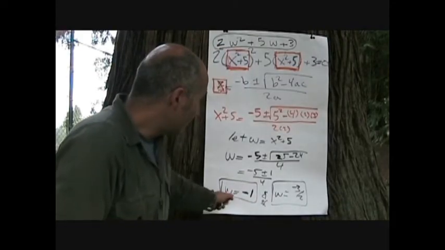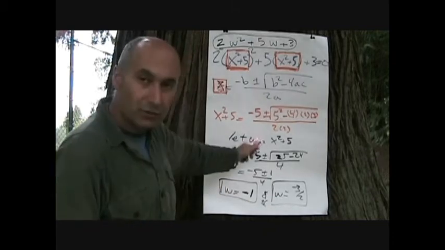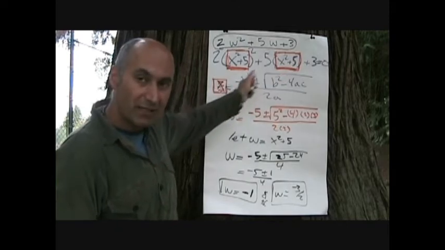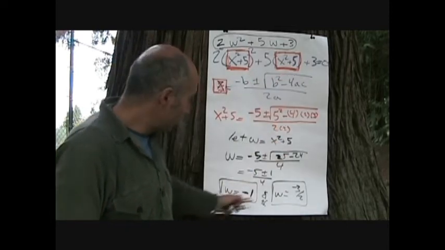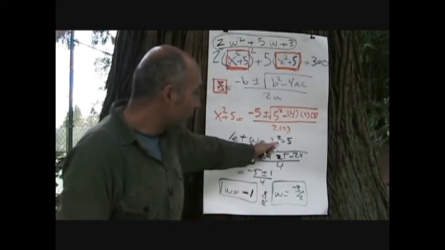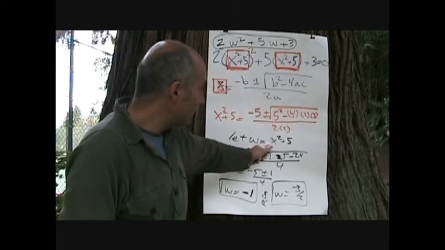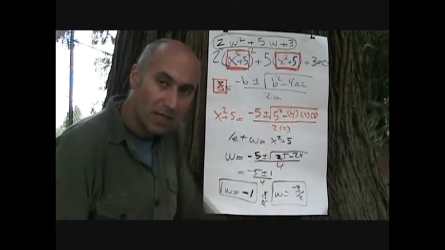So if you got w is equal to negative 1, you're going to have to go back to the original let statement when you began solving this equation. W is equal to x squared plus 5. So right down here, you're going to substitute w is equal to x squared plus 5 for w, and then solve for x, because x is what you're looking for.